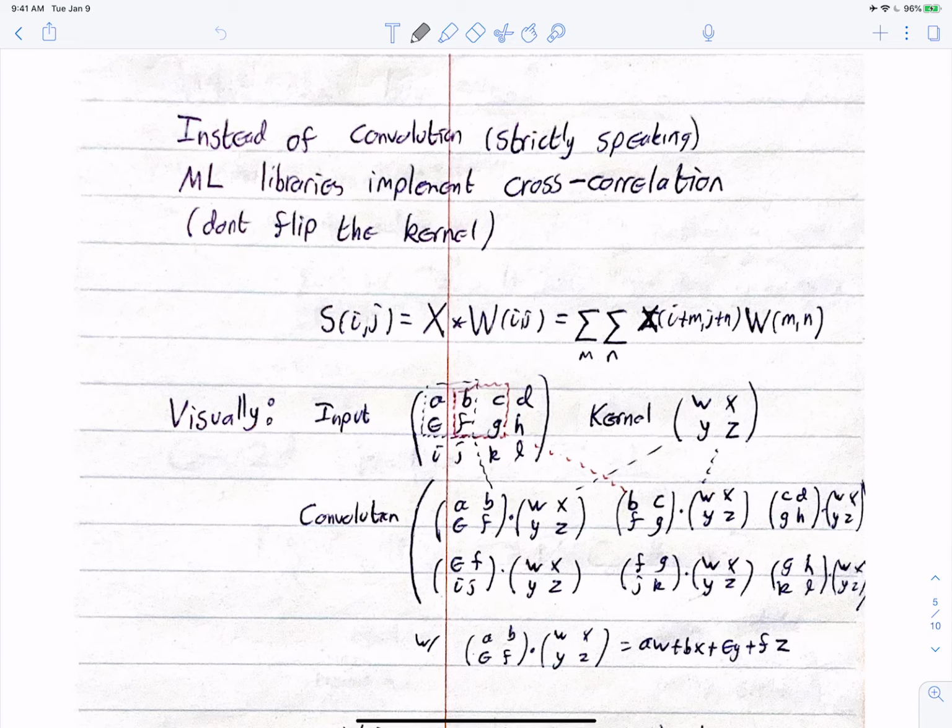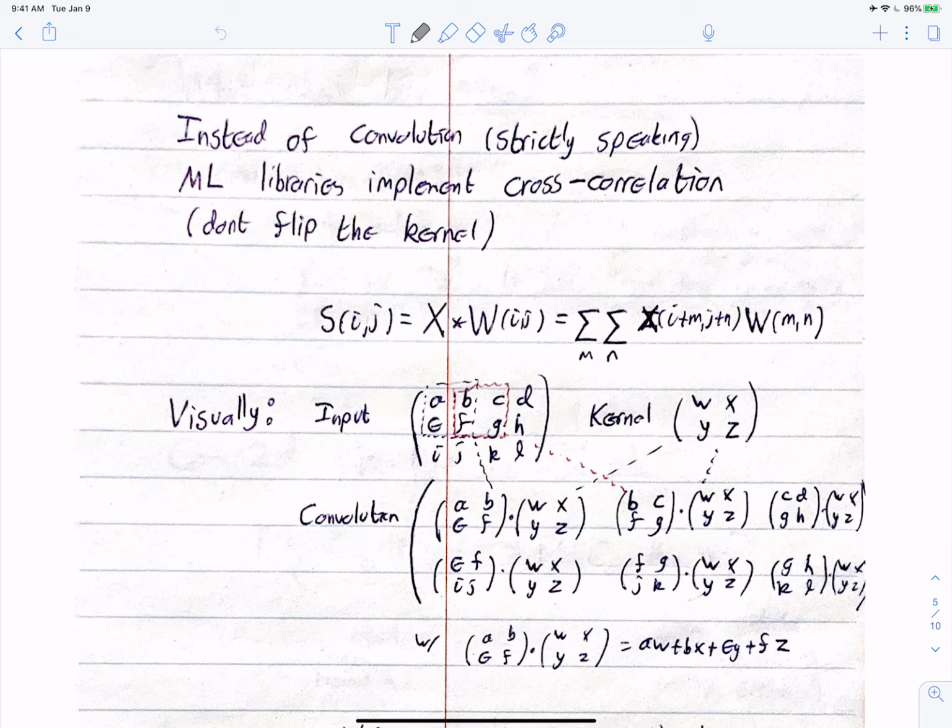Now, when I say the dot product of two matrices, what I mean is basically the dot product in the same sense as if they were vectors. So the matrix A B E F dotted with W X Y Z is just AW plus BX plus EY plus FZ. So here, the key idea is that we're taking the kernel and translating it from top left to bottom right one step at a time, going down one row at a time and computing all of those dot products.